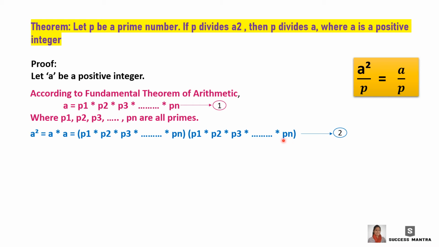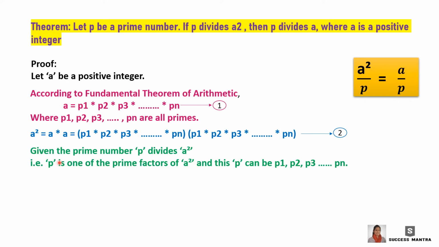From equation 2, it is clear that any of these prime numbers can divide a square. That is, p1 divides a square, p2 divides a square, etc. Given that the prime number p divides a square, that is, the theorem is saying that p divides a square, p is one of the prime numbers of a square, and this p can be in the form p1, p2, p3 etc. up to pn.